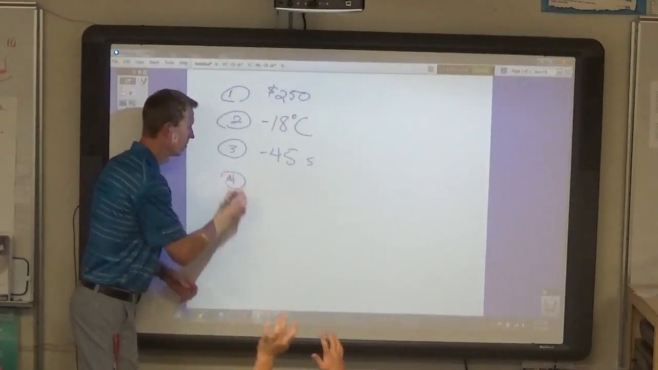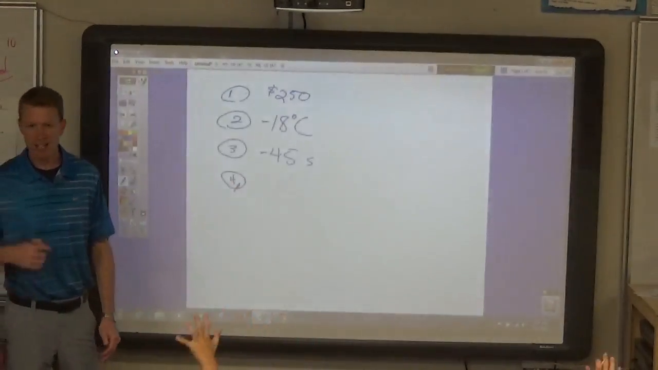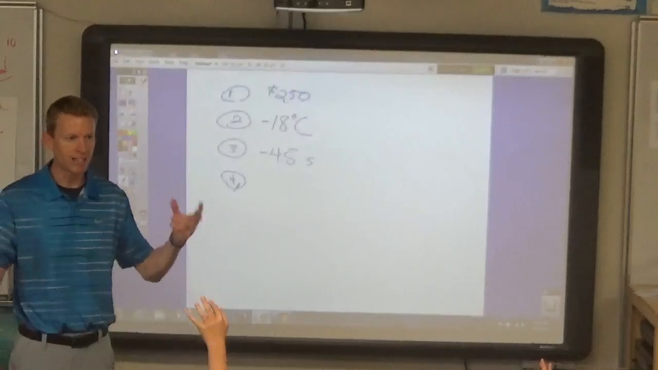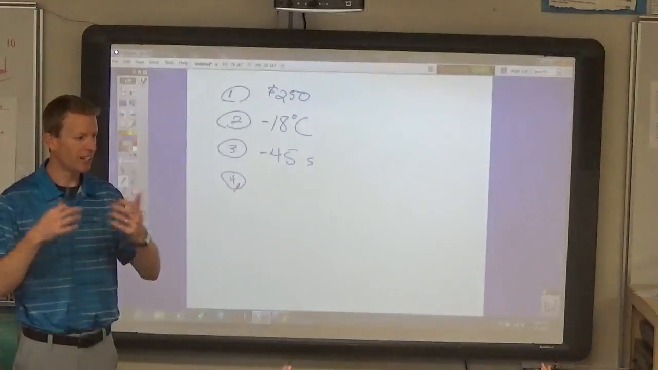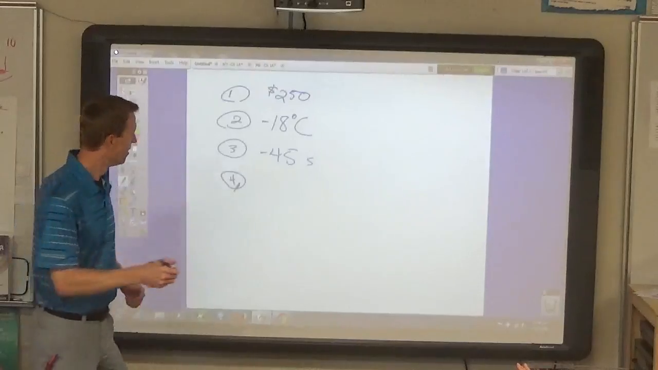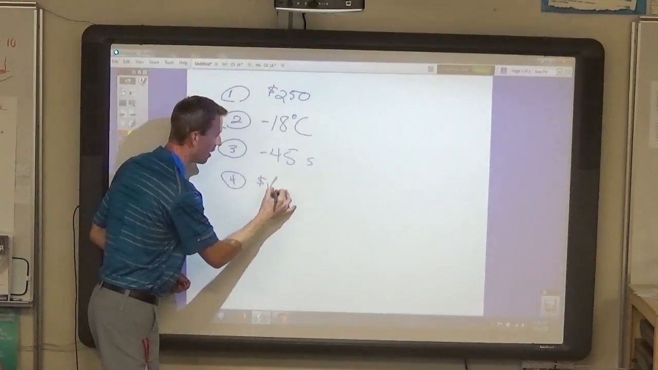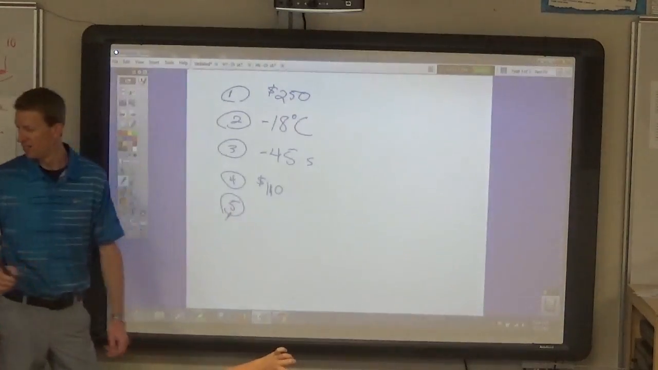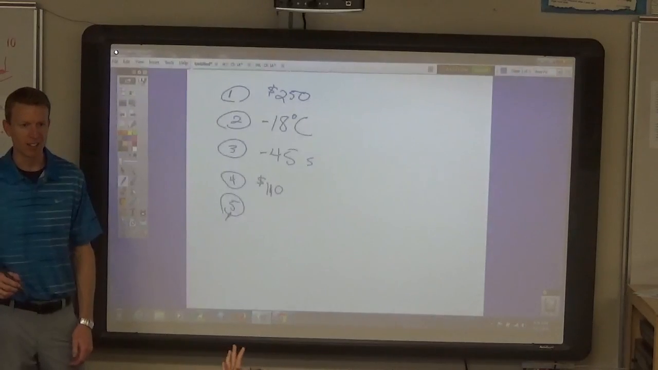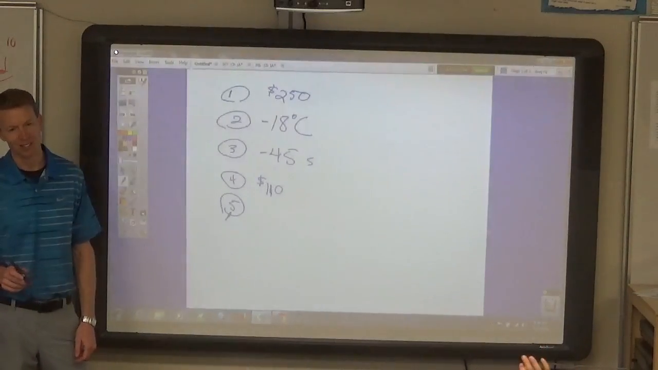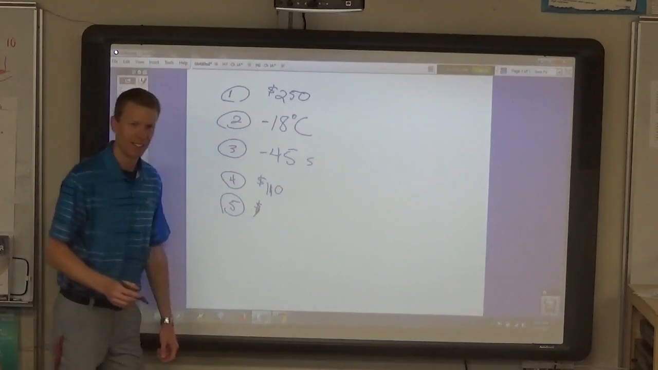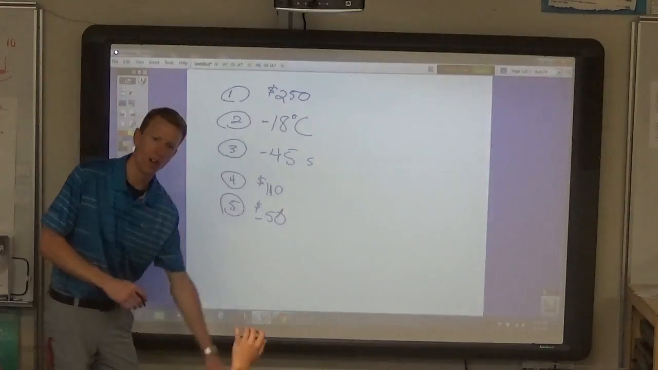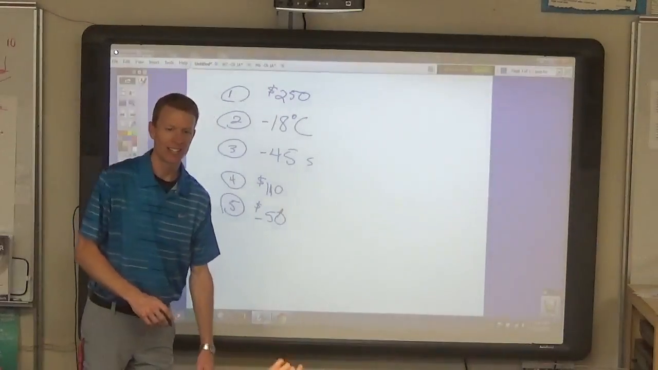Number 4. A deposit of $110. Last year in 6th grade, we had our Matsky money economy. And if you were making a deposit, that was a good thing. So that's a positive amount, 110. Number 5, a debt of $50. That's not so good. That's a negative amount. You are $50 in the hole. So that's a negative amount.